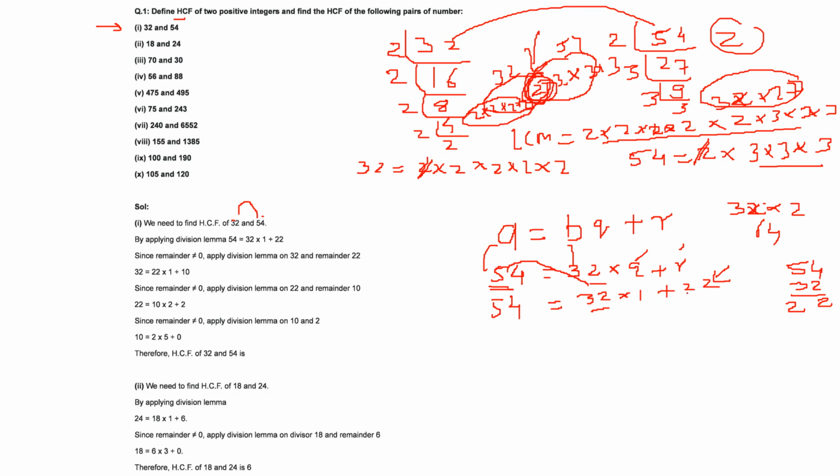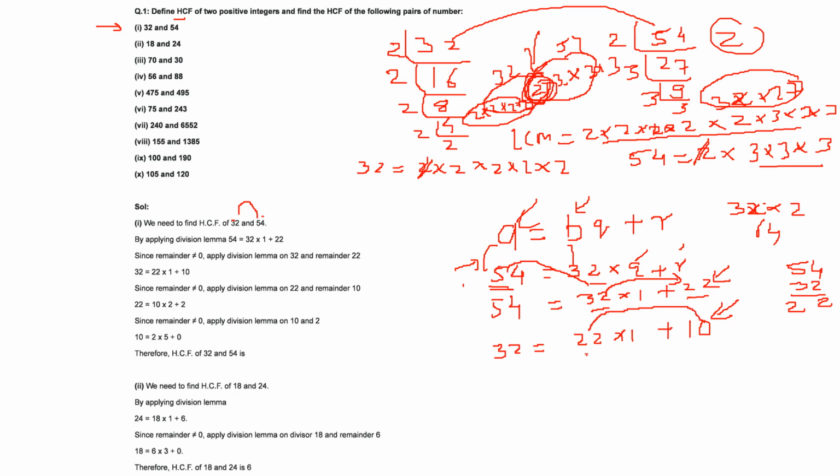Now we didn't get a remainder of 0, so 32 has to be represented in terms of 22. Same way, we are reapplying the division lemma. 32 is A now, 22 is B now. If I multiply 22 with 2 or 3, it will go past 32, which we don't want. So we multiply it by 1, and we need 10 as the remainder. So 22 into 1 plus 10 is 32. Still the remainder is not 0, so again we'll reapply the division lemma.